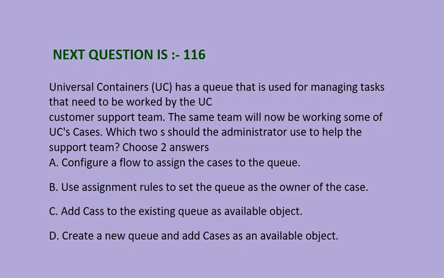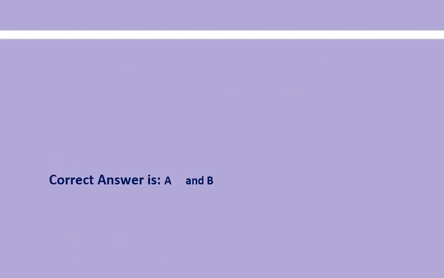Option A, configure a flow to assign the cases to the queue. Option B, use assignment rules to set the queue as the owner of the case. Option C, add case to the existing queue as an available object. Option D, create a new queue to add cases as an available object. Correct answer is option A and option B.